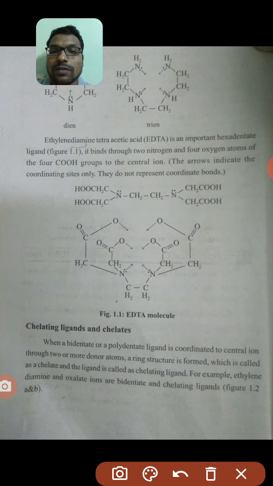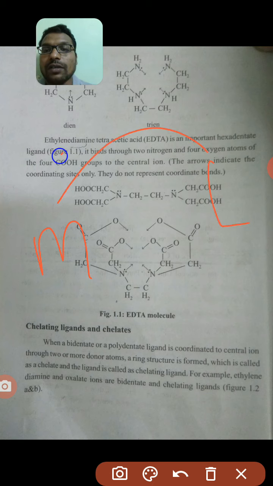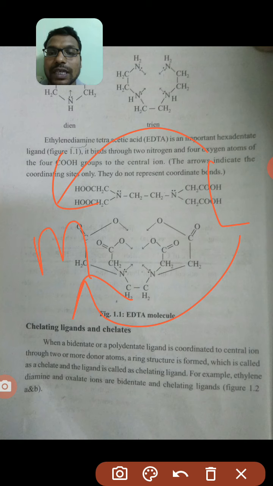Okay. So next we'll go for chelating ligands or chelates. Generally the bidentate ligand donates 2 electron pairs, and the polydentate ligand donates more than 2 electron pairs. When the ligand donates electron pairs to the central metal atom, there is a formation of ring structure between the metal and ligand. This is nothing but a chelate. Then the ligand is called a chelating ligand.